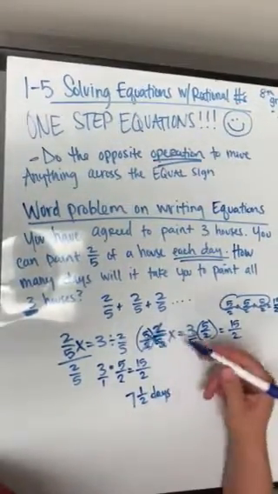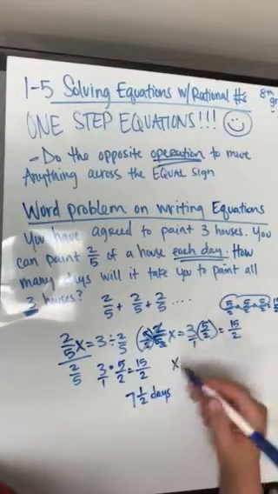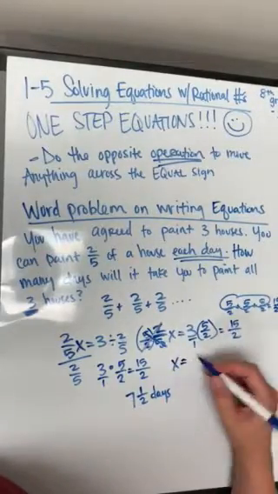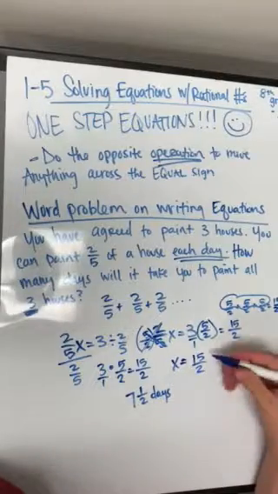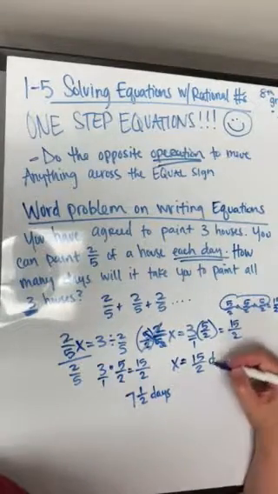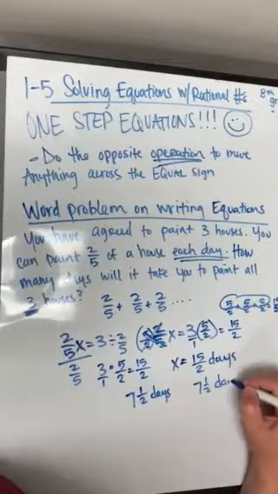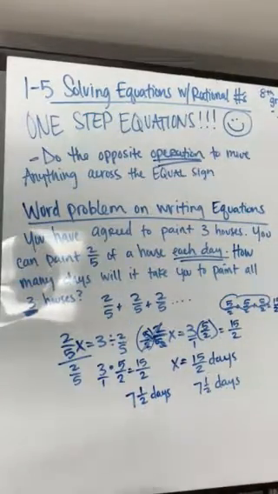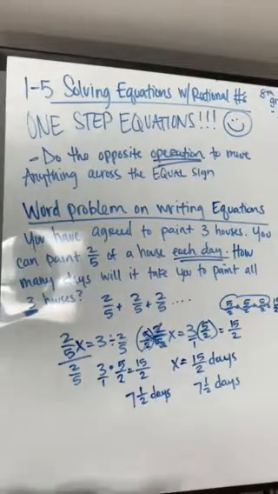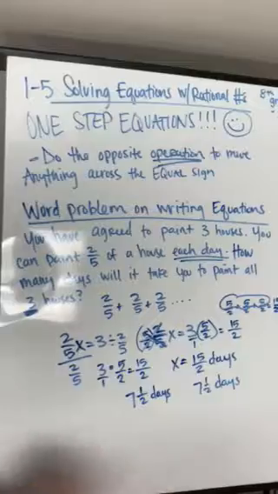I've gotten rid of everything that's with this all the way down to 1. I have 1x left, and it is equal to this 15/2. So I can leave it as either this 15/2 days, or I can say 7 1/2 days. Either way is correct. You guys will have a chance to do a similar problem.